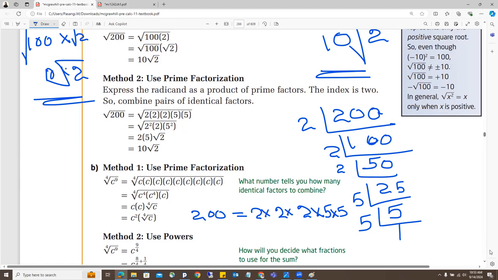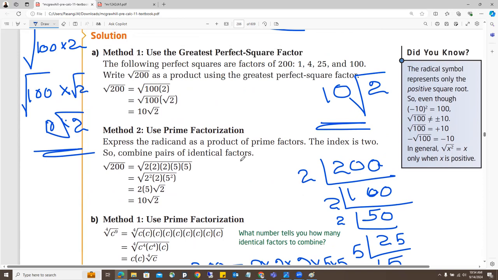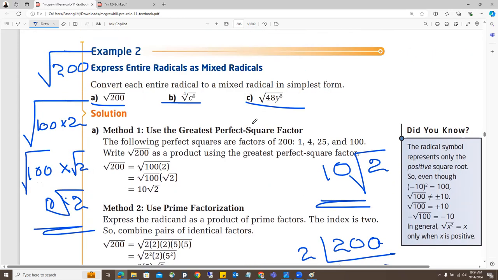For the root 100, they said you can also write minus 10 too, right? Yes, minus 10 also works, a negative value can also be taken. But normally, if they haven't mentioned it, we always consider the positive value. When we are solving equations, we consider both answers, positive and negative. But here, for making a mixed radical, we always do it with the positive value.